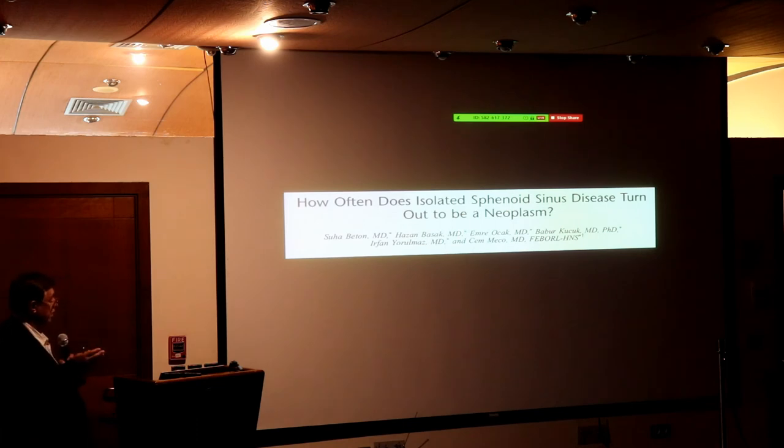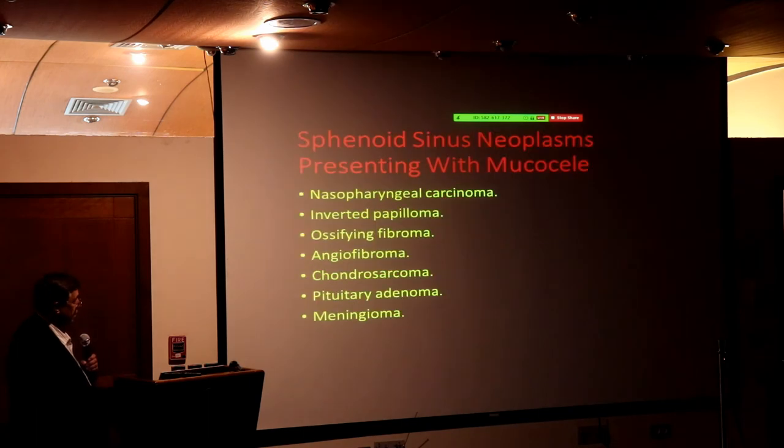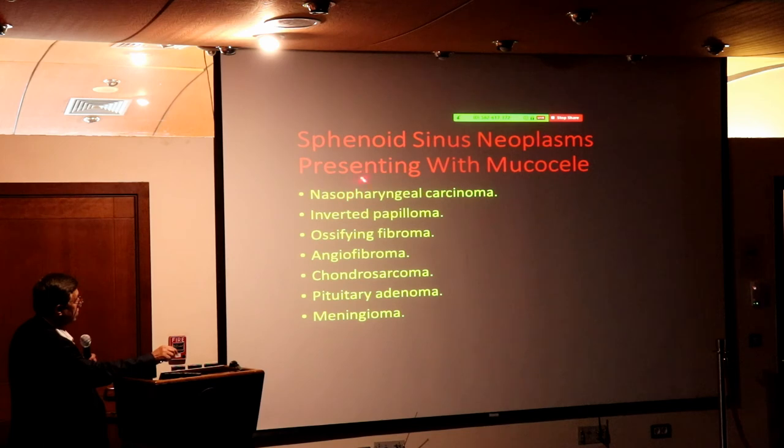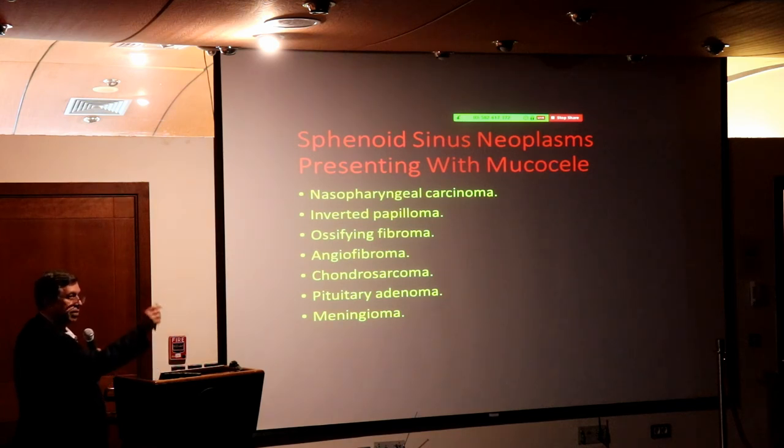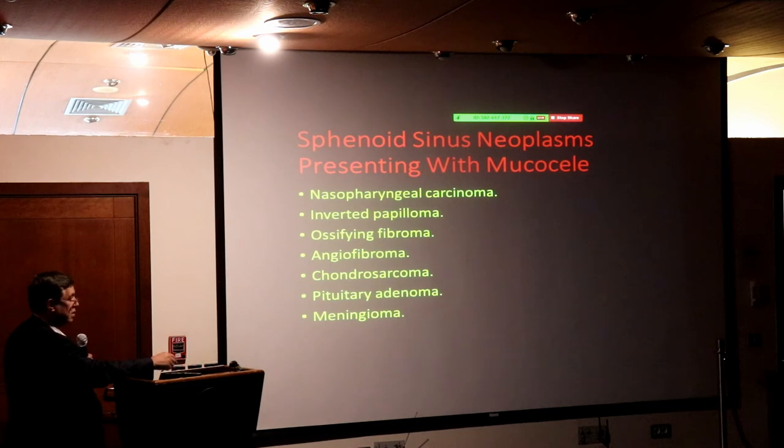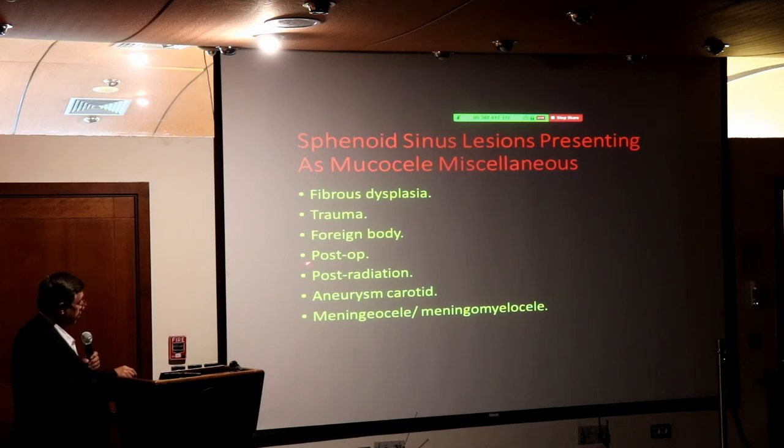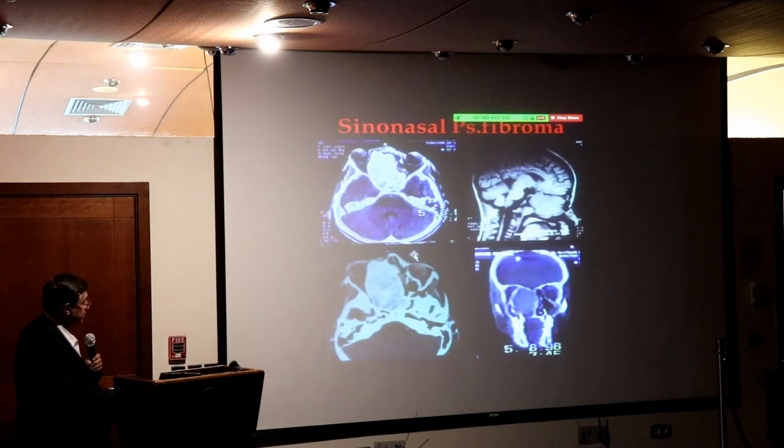Comes a question: how often does isolated sphenoid sinus disease turn out to be a neoplasm? How often do you have a sphenoid sinus mucocele that is not caused simply by bacterial infection or by obstruction of the ostium, but by more sinister pathology? Let's see. You'll be surprised. Sphenoid sinus neoplasm presenting as mucocele. So don't be misled by thinking this is simply a mucocele, because it can be very nasty. And this is the idea of such meetings, that we shed light on these cases that will interfere with the management. Carcinomas, papillomas, angiofibromas, etc., pituitary tumors, meningiomas, other lesions other than tumor, trauma, foreign body, post-op, post-radiation, aneurysm of the carotid in the cavernous sinus.